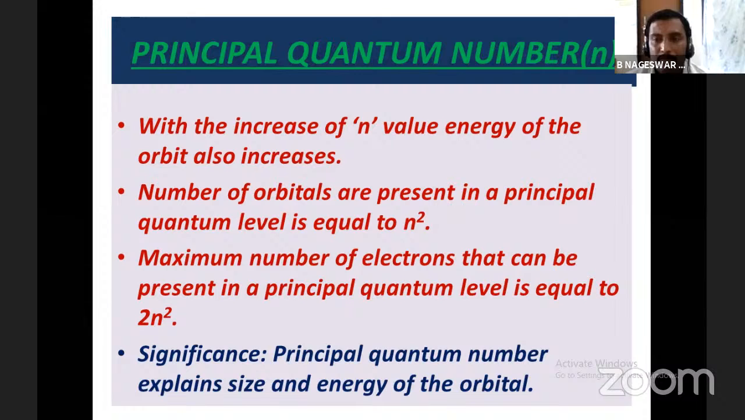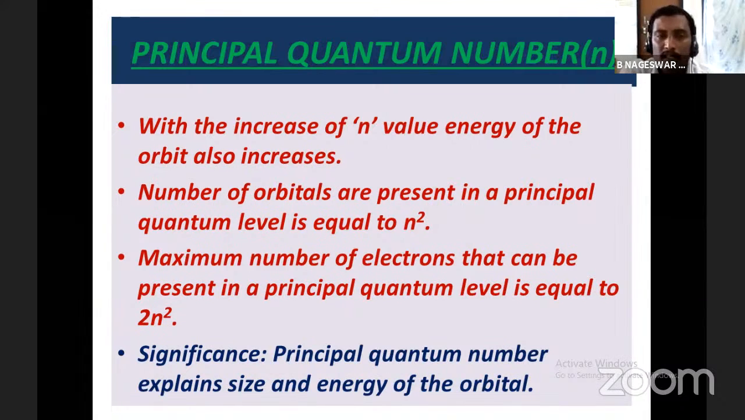For every quantum number, we have to write the significance. For writing the significance only, we have 4 marks. Significance of principal quantum number, we have 1 mark. Significance of azimuthal quantum number, 1 mark. Significance of magnetic quantum number, 1 mark. Spin quantum number significance also has 1 mark. That is why you have to remember significance very carefully. Definitely you have to remember. For writing significance only, we have marks in IPE.